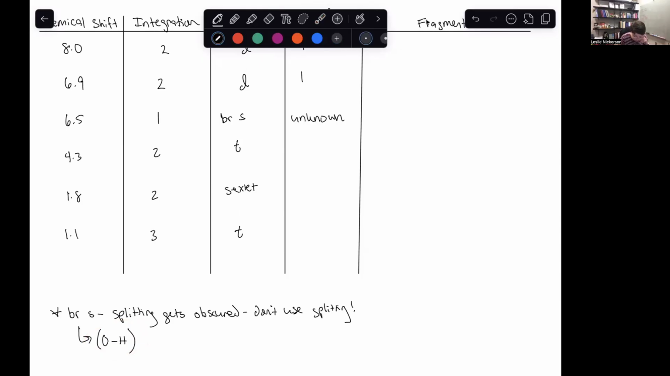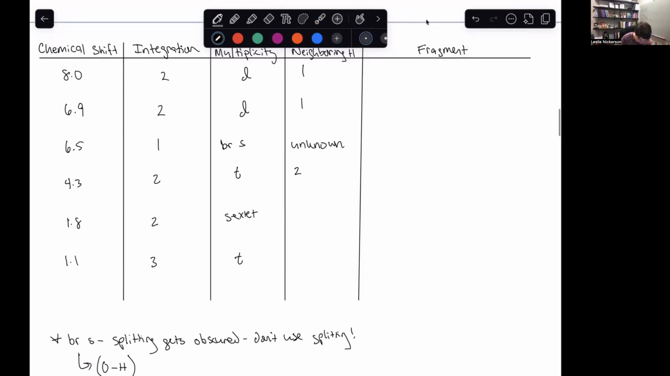Okay, so then our triplet for our 4.3 peak is going to be 2 neighbors. The sextet is going to be 5 neighbors, and the triplet, again, another 2 neighbors. Okay, so I'm starting to build some stuff out. I can think about my integrations.